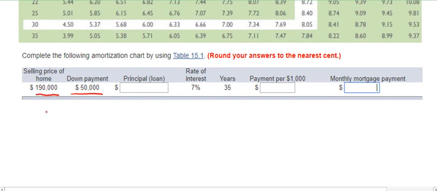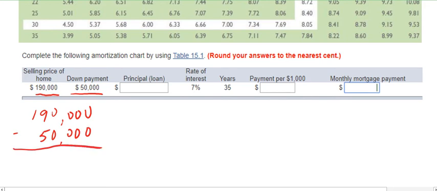All right. So we're going to take 190,000 and we're going to subtract 50,000 from it. Because that's going to be our principal. We're going to borrow $140,000. And that's what we put in here.